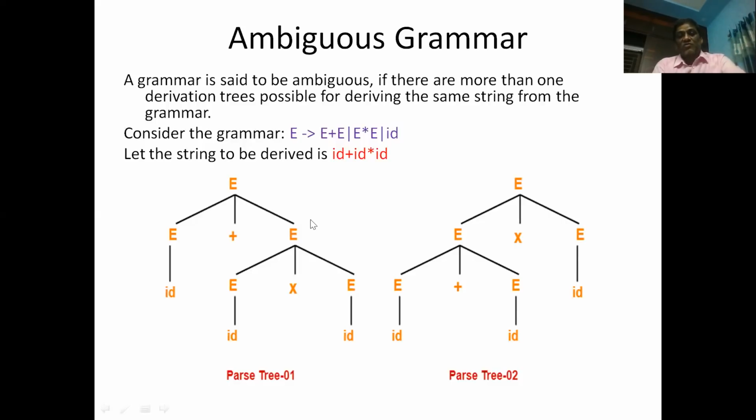That means for deriving the same string, this tree is representing ID plus ID into ID, and this tree is also representing ID plus ID into ID. Both the parse trees are representing the same string, ID plus ID into ID, which means there are more than one parse trees possible for deriving the same string from this grammar. Therefore, what we can say, this grammar is ambiguous grammar.